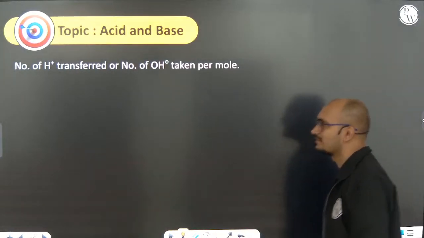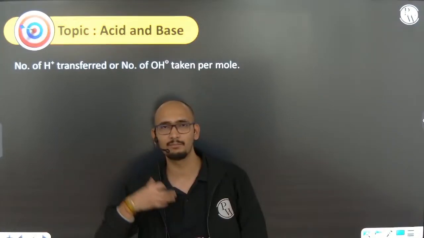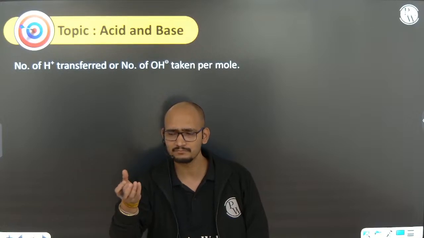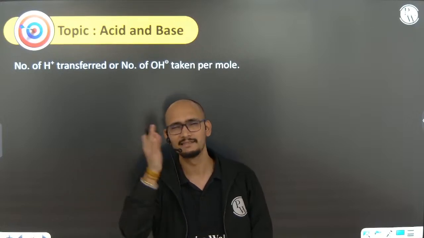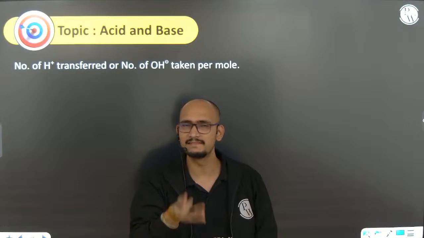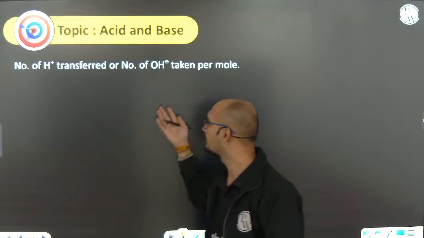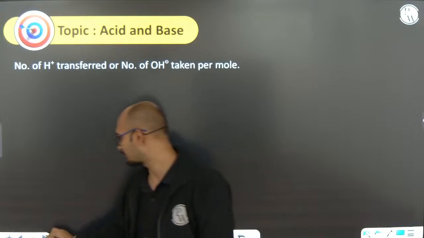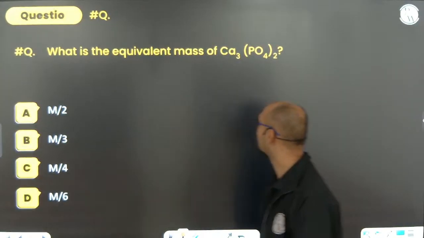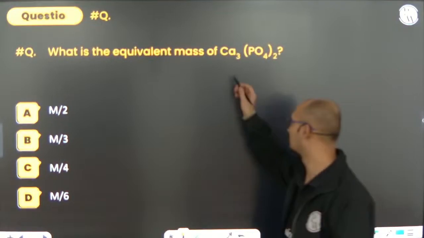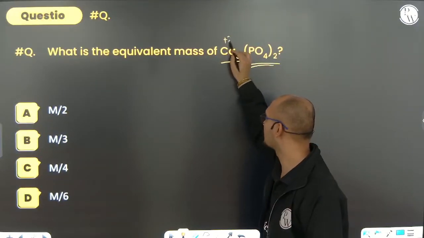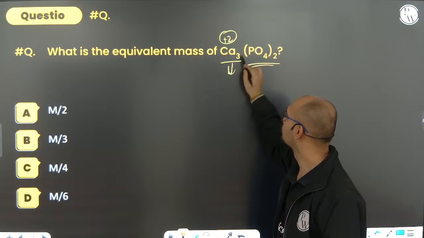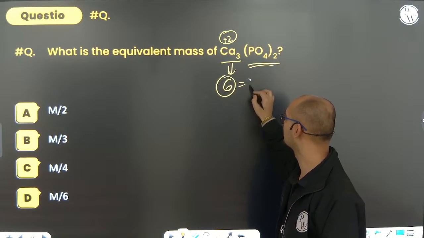Acid and base. For any acid, the number of H ions it gives will be the basicity or n factor of that acid. For bases, the number of OH ions it gives will be the acidity or n factor for that base. Next, what is the equivalent mass of calcium phosphate? Not a big deal. Either take the cation or the anion. I will take the cation. How much is the charge on calcium? 2. 2 into 3 is 6. It is the n factor.